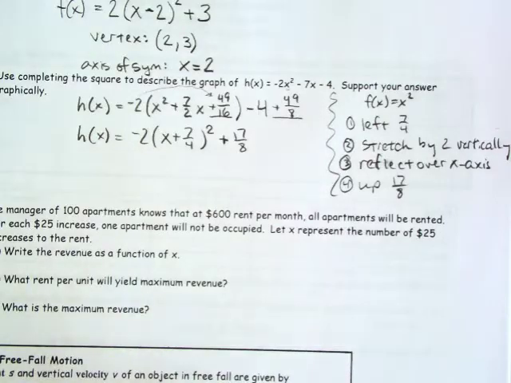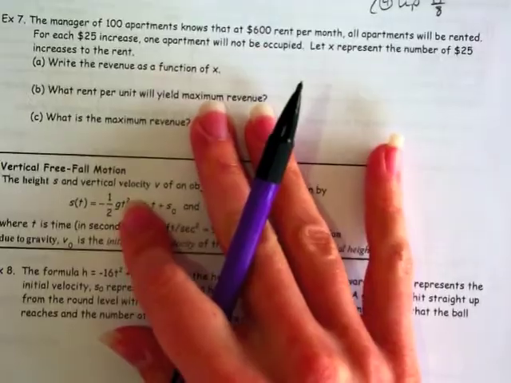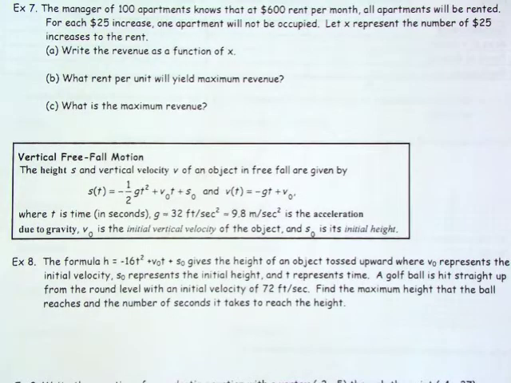Okay, that gets us through our graphing. Now we're going to look at a little bit of applications of quadratic functions. So here it says there's a manager of 100 apartments, and they know that at $600 rent per month, all apartments will be rented. For each $25 increase, one apartment will not be occupied.